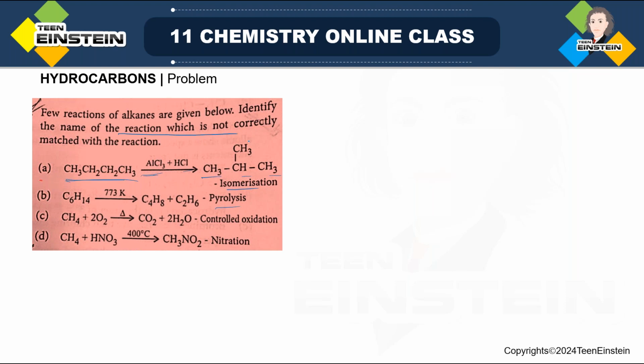Here we have 4 carbon because we have one branching. So it is isomerization, and the name is correctly given. So it cannot be the correct option.